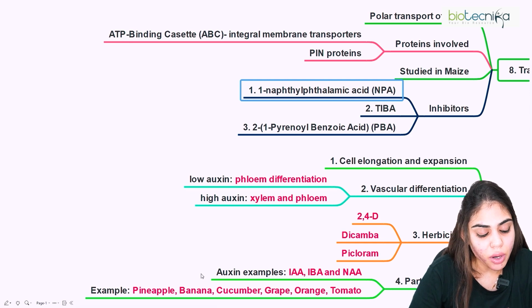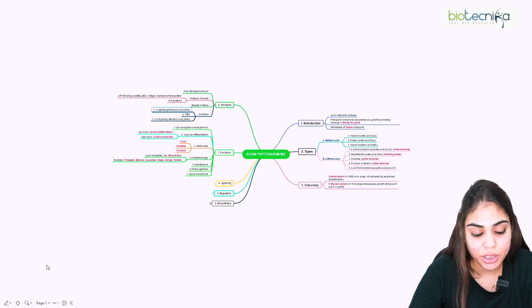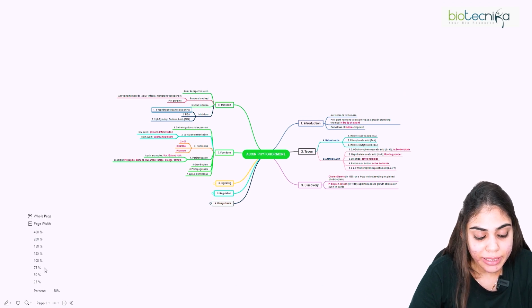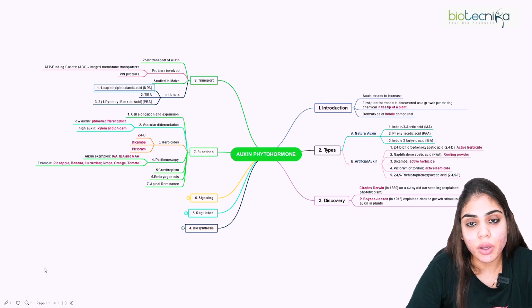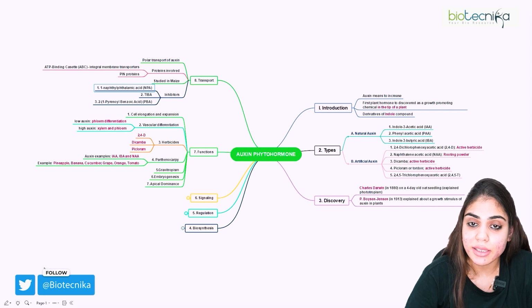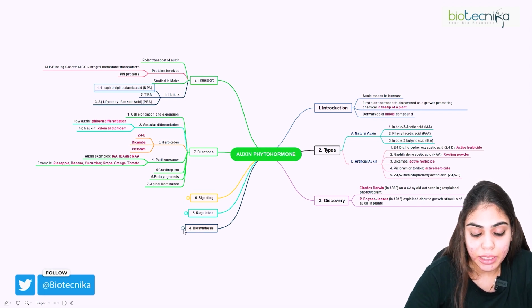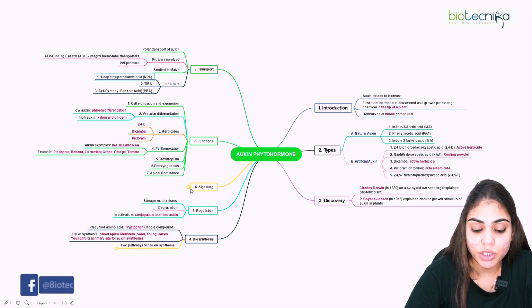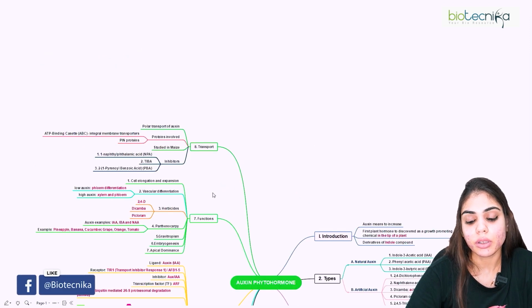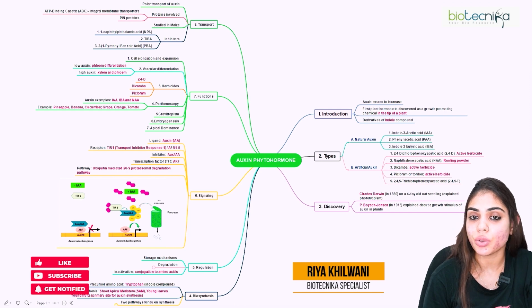So this is all about the auxin phytohormone, where we have seen the introduction, biosynthetic mechanism, types of auxin phytohormone, the discovery behind it, the regulation of this pathway, the signaling mechanism, the functions as well as the transport. So I hope this topic was clear to all of you.